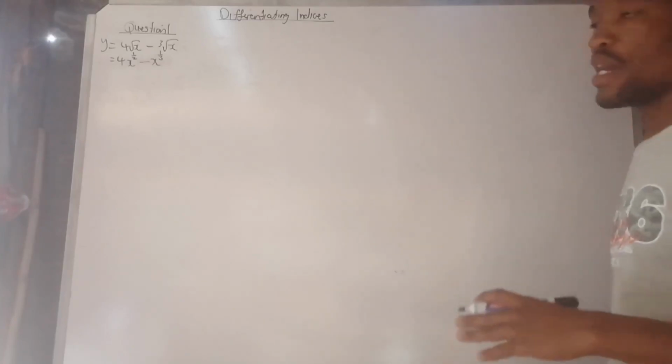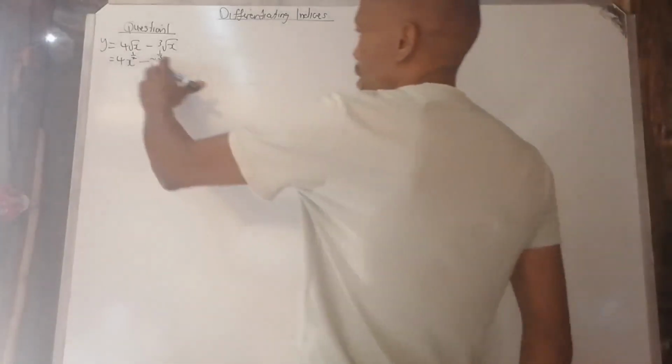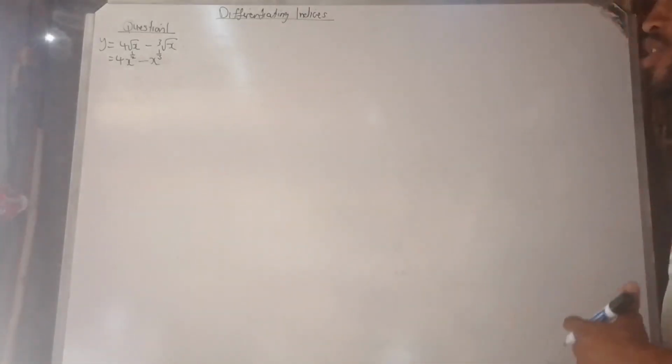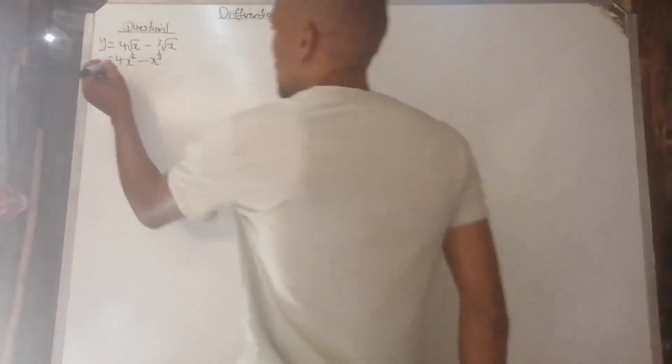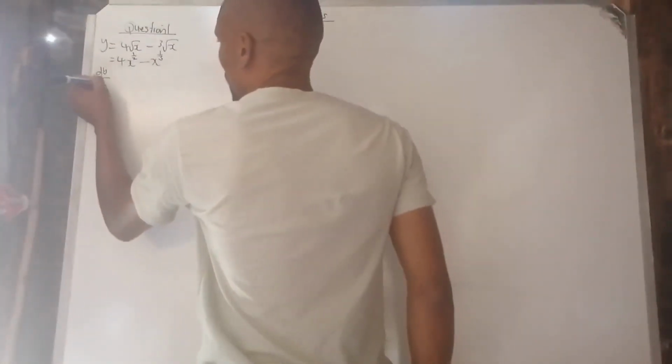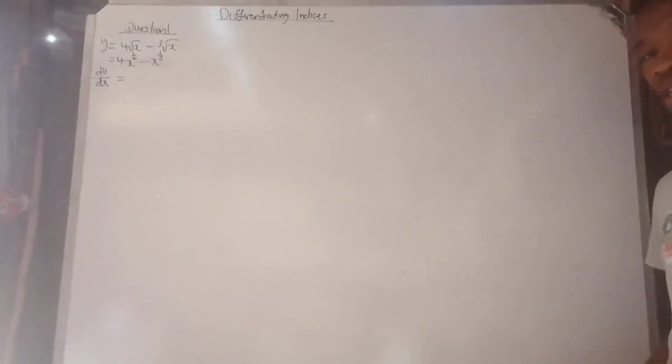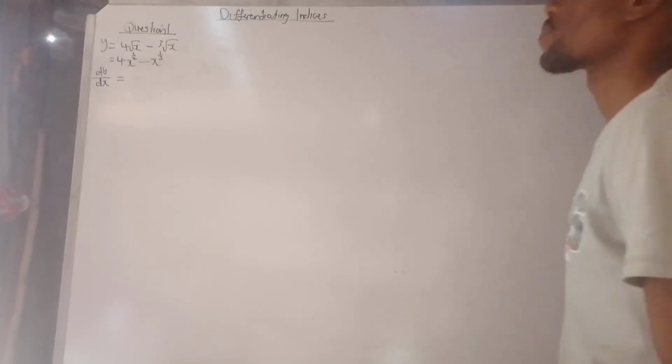So you're writing everything of x in what? You are writing that in exponential form. Very important that we understand this. Now that everything is written in exponential form, now we can start to differentiate. So we can say that the derivative of y with respect to the derivative of x. I'm saying that I'm differentiating y with respect to x.